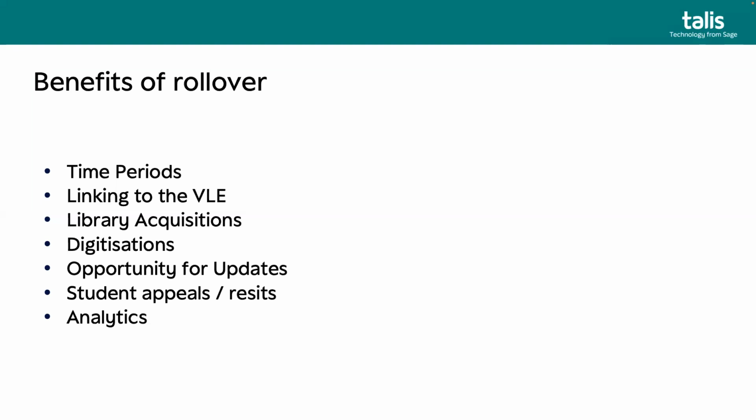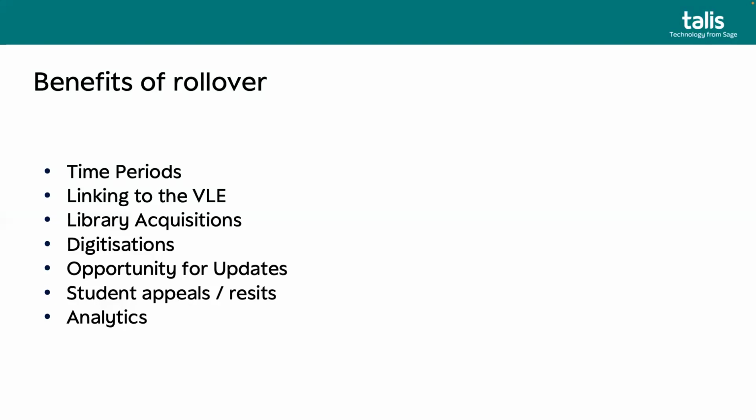With regards to time periods, it's really helpful if you can differentiate between different versions of a reading list in different academic sessions. So you might be using full years, so 21-22 rolls over to 22-23, rolls over to 23-24, and so on. Or you might be using semesters or terms. It's also really helpful with regards to linking to the VLE.